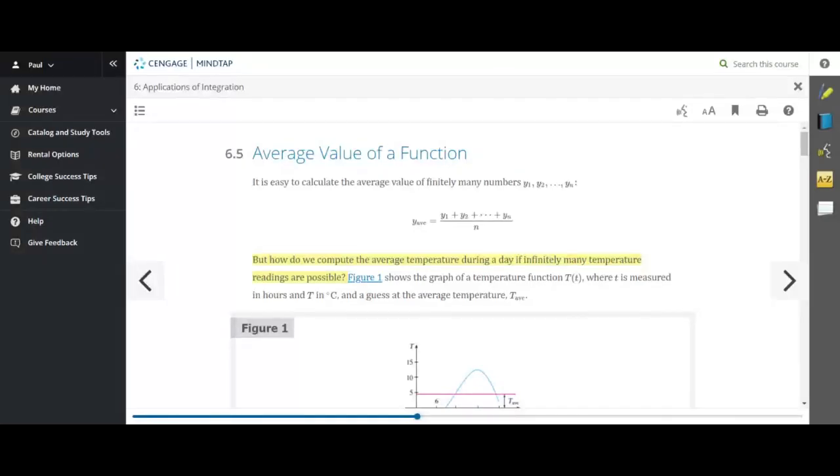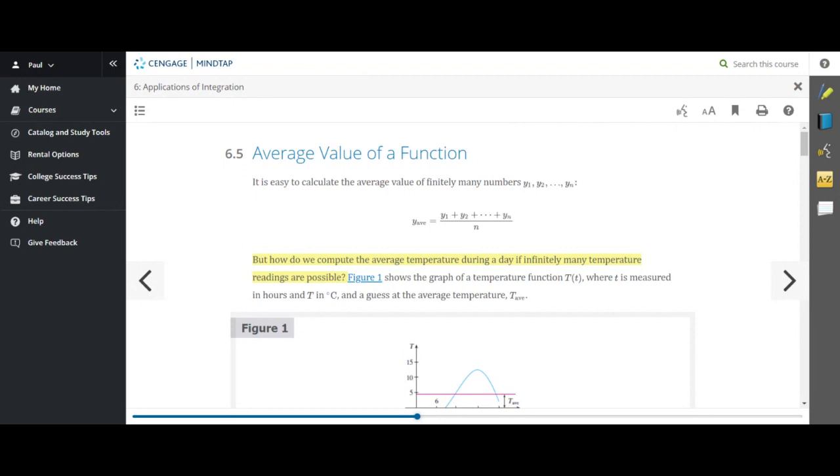All right, we are in section 6.5 now. We're learning in chapter 6 about applications of integration, and we are learning a lot of interesting applications. We can find areas between curves, we can find volumes, we can find the length of an arc, and now we are in section 6.5 and we're going to talk about the average value of a function.